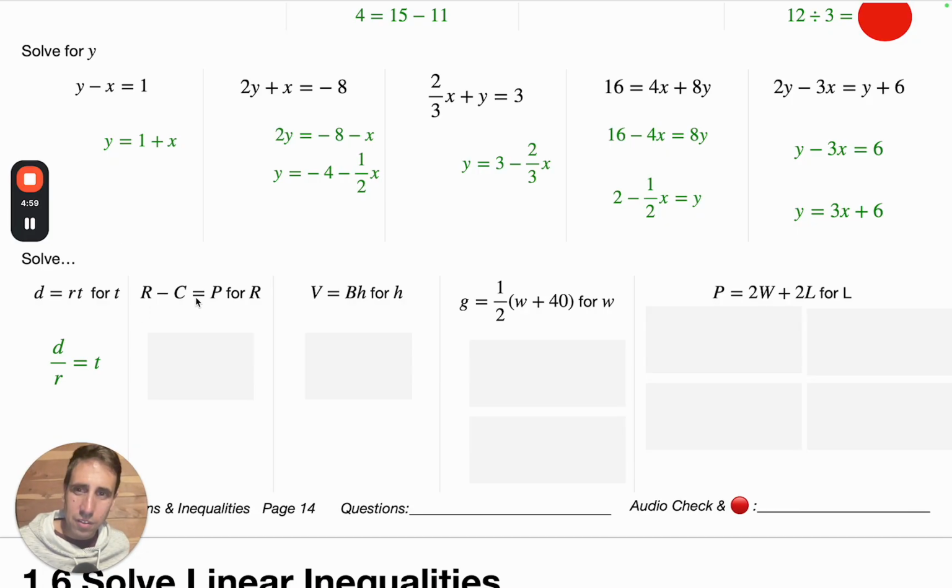Revenue minus costs is equal to profit. Let's solve for the revenue and undo the subtraction by adding c to both sides. If I want to solve this for h, I've got to get rid of b. Volume divided by base is equal to height.